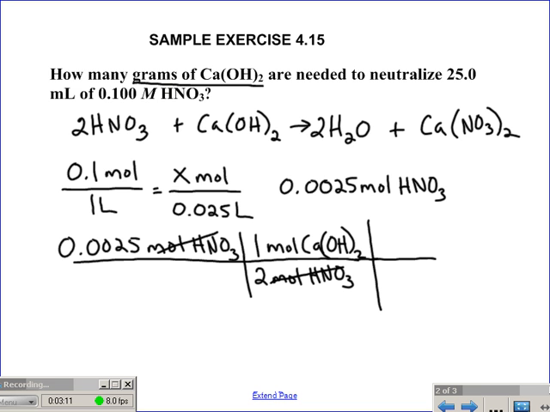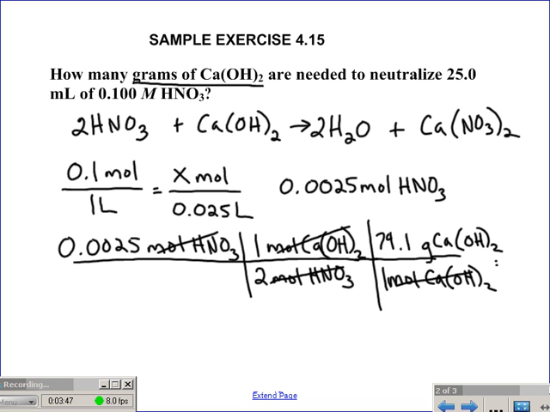Now that I've converted to moles of calcium hydroxide, I can take the final step and convert that to grams of calcium hydroxide. So for every 1 mole of calcium hydroxide, I find the mass of calcium hydroxide. So you look up the mass of calcium here is 40.1. And I have 74.1 grams of calcium hydroxide.